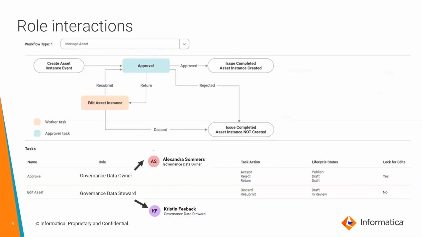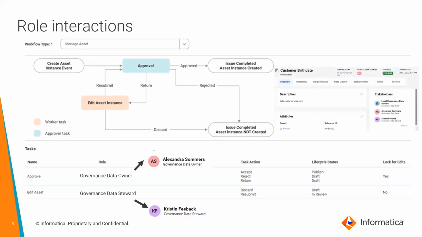And as we saw in the previous example, Alexandra was assigned as that data owner, whereas I was assigned that data steward. So she would be getting that approver task list, whereas I'll be getting those editing tasks when that workflow is triggered.